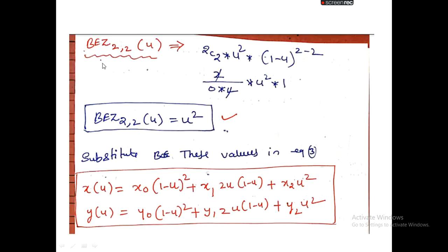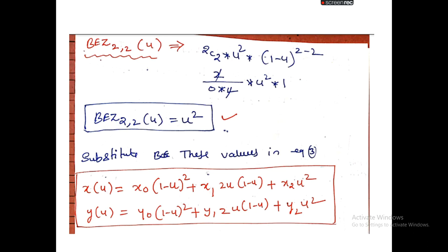Similarly, I want to calculate the basis function or blending function for k equal to 2 and n equal to 2. That is the blending function B of 2 comma 2 of u. Here I substituted k equal to 2, n equal to 2 in equation number 4. After substituting, I got the equation u square. So the blending function for 2 comma 2 is u square.